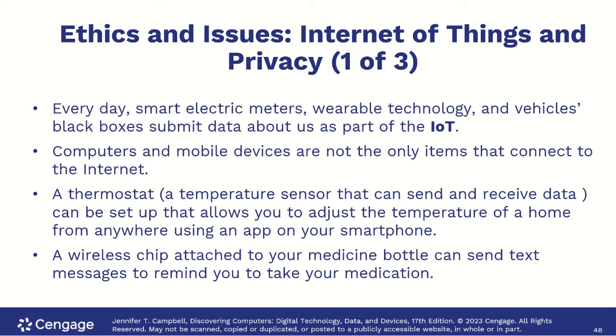Now, again, we have to think about the ethics and issues. Every day, smart electric meters, wearable technology, and vehicle black boxes submit data about us, a part of the Internet of Things. When you talk about the Internet of Things, you think about orchestration of a network of a large number of different heterogeneous devices. You can have a network where, for example, you have your smartphone, your main computer, let's say your solar panel, and they can be connected.